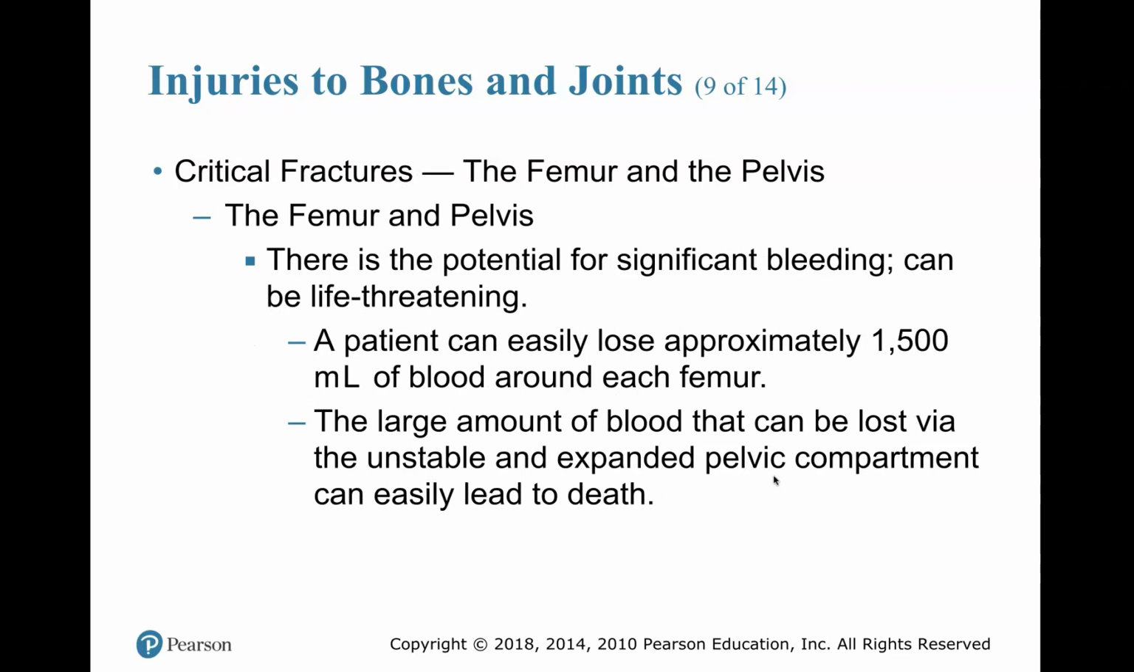Alright, the femur and pelvis are critical fractures because they are very vascular. There's potential for significant bleeding that can be life-threatening. A patient can easily lose approximately 1,500 milliliters of blood around each femur. That's 1.5 liters. If we have about 5 to 6 liters total body blood, that is a lot of blood to be lost in just one bone. The large amount of blood that can be lost via the unstable and expanded pelvic compartment can easily lead to death.